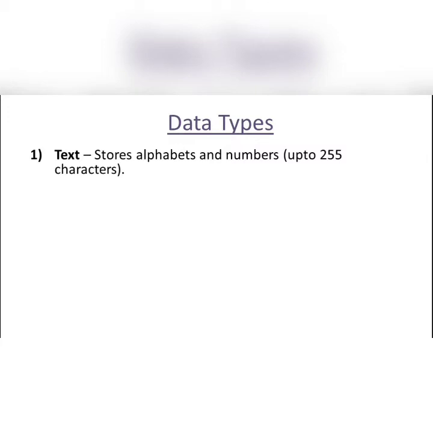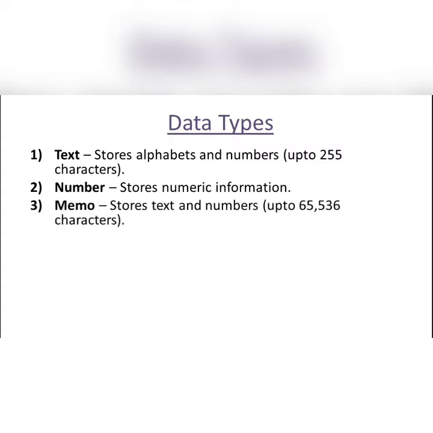So let us understand some important data types. First one is text. Text stores alphabets and numbers both. For example, I want to write Sonika 29. That means I am using text and number for the data type. So it will include text data types, but it has a limit of 255 characters. Next one is number, which stores numeric information 1 2 3 4 5 etc. Next one is memo, which stores text and numbers both, but it has a limit of more characters than a text data type.